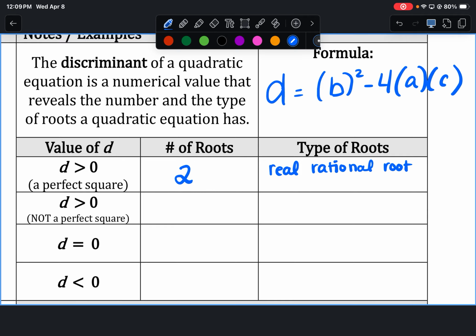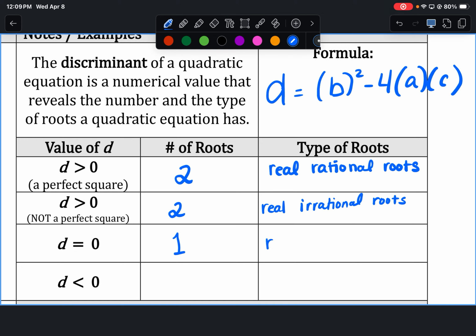What is our a term? What is our b term? -10. What is our c term? 84. So we're going to find our discriminant, and we're going to plug in what first? -10. So negative 10 squared minus 4 times -4 times 84. And if we put that in our calculator, what do we get? 1,444. Can I take the square root of that? Yes. Okay, if it is a perfect square and greater than 0, it means it has 2 real rational roots.